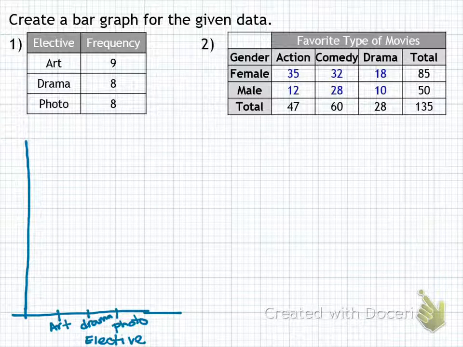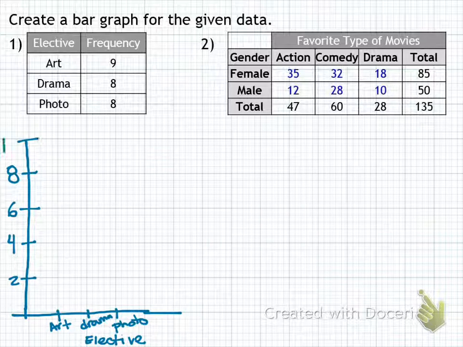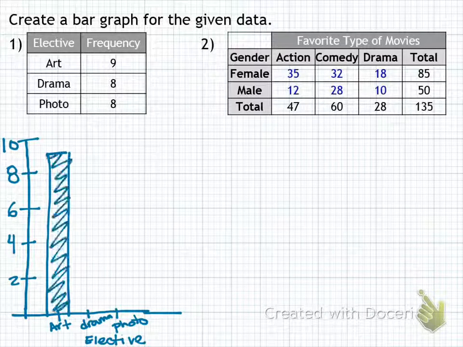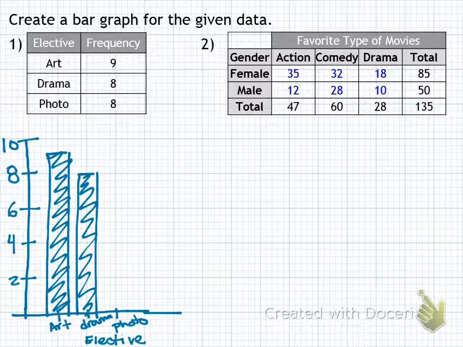Then the y-axis, I want to pick an appropriate scale. The numbers here I have are 9 and 8. So I want to probably go up to 10, and I'm going to go by 2. So I'll go 2, 4, 6, 8, 10. And then I'm going to make the bars. So art, there was 9 people, so I'm going to make a line at 9 and make the bar here. Drama had 8 people, so I'm going to make the line here, and that will be the bar to represent those people. Then photo also had 8, so that's going to be right here.